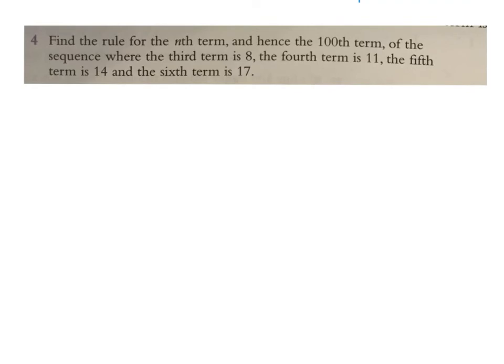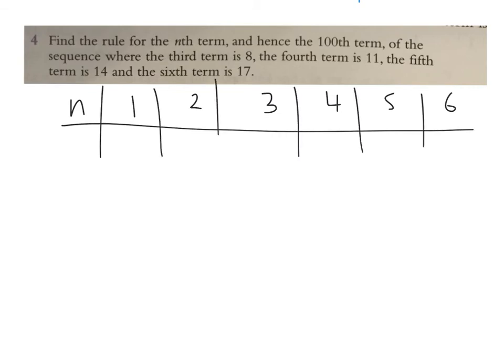Question 4. Find the rule for the nth term and hence the 100th term of a sequence where the 3rd term is 8, the 4th is 11, and the 5th is 14, and the 6th is 17. Similar idea then. If we get our term number, 1st, 2nd, 3rd, 4th, 5th, 6th, they tell us that the 3rd term is 8, the 4th term is 11, the 5th is 14, and the 6th is 17. That goes up in 3's.